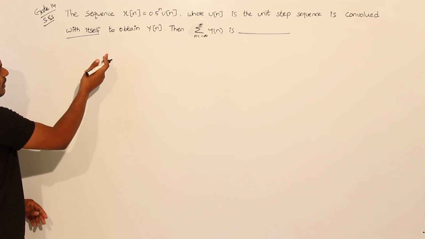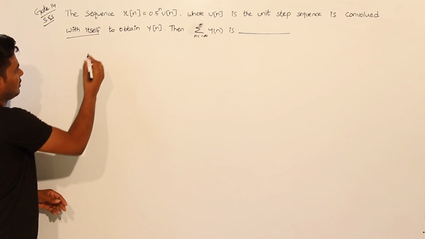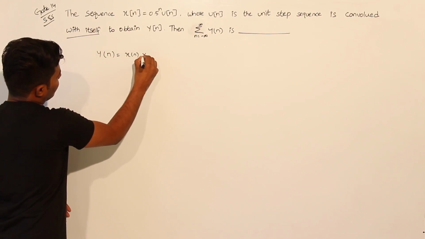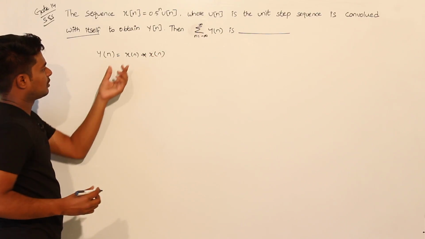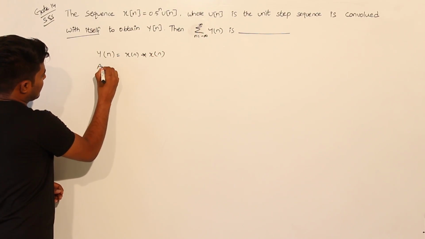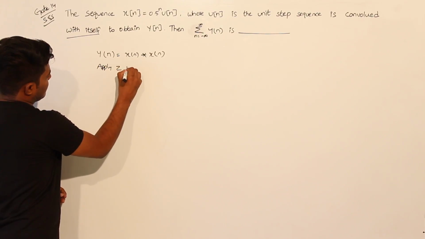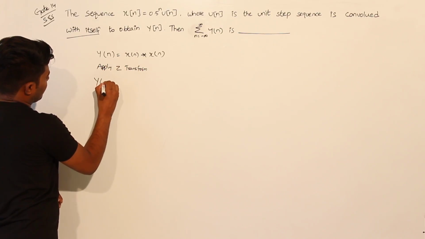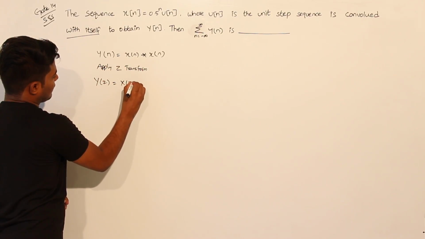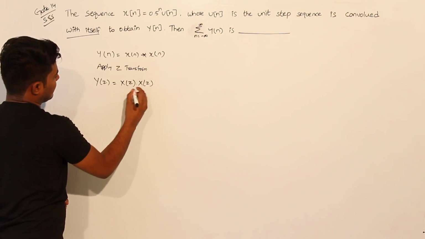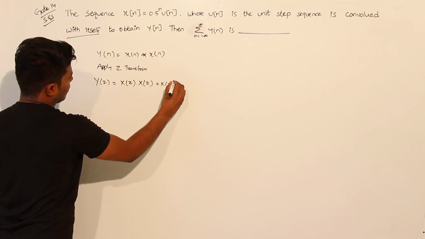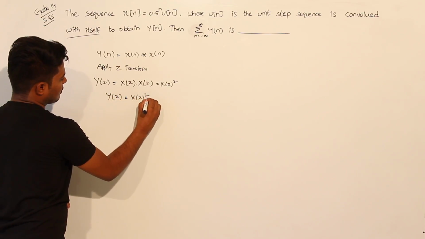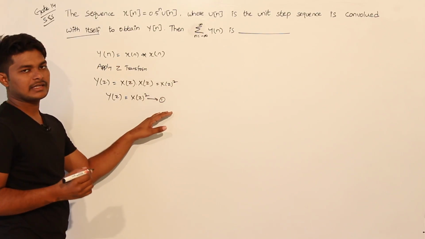From the given, x of n is convolved with itself to form y of n. So y of n is equal to x of n convolved with x of n. From this, apply z transform. After that, y of n becomes Y of z, which becomes X of z into X of z, that is equal to X of z whole square. So Y of z equals X of z whole square. This is equation 1.